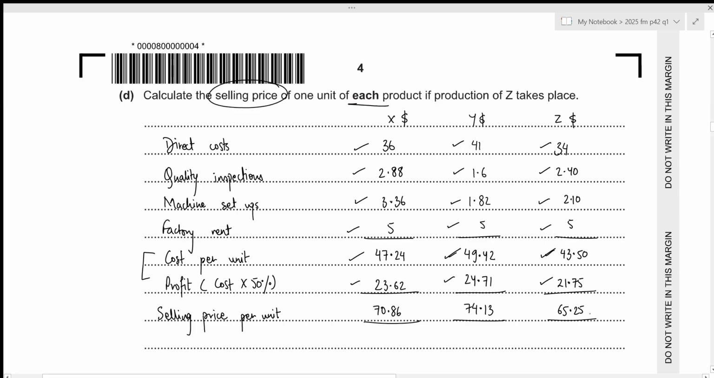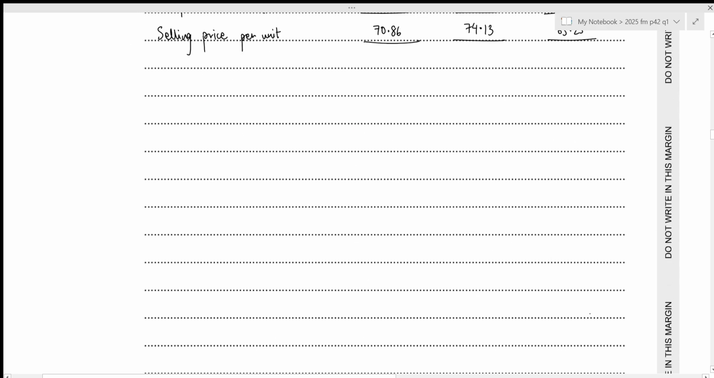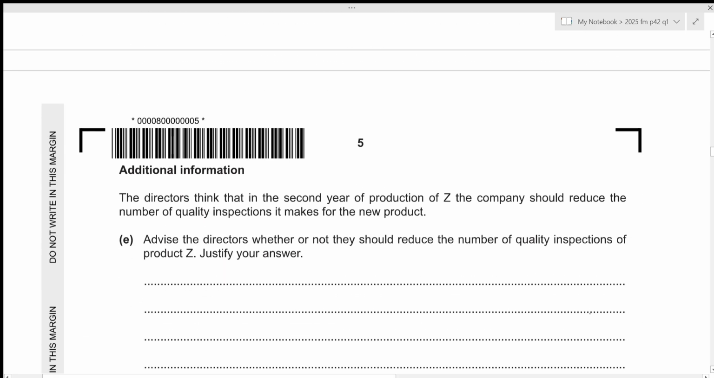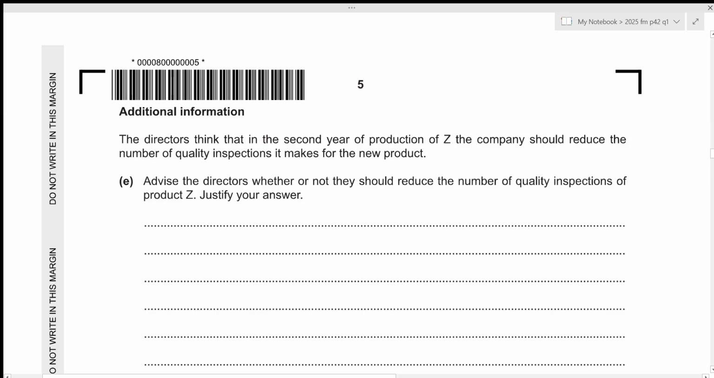That will be all for the fourth part. Let's move towards the next one. We have some additional information. The directors think that in the second year of production of Z, the company should reduce the number of quality inspections it makes for the new product. Advise the directors whether or not they should reduce the number of quality inspections of product Z. We need to justify our answer as well.